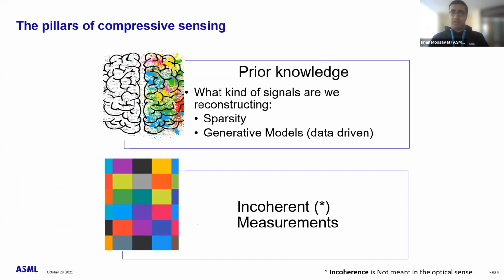So what are the pillars of compressive sensing? The two main components of compressive sensing are the prior knowledge and the type of measurement that we have, this incoherent measurement. If you remember the image, that was an example of an incoherent measurement where you measure essentially globally by multiplying your signal with some random pattern and summation. So prior knowledge, I'm going to now explain.